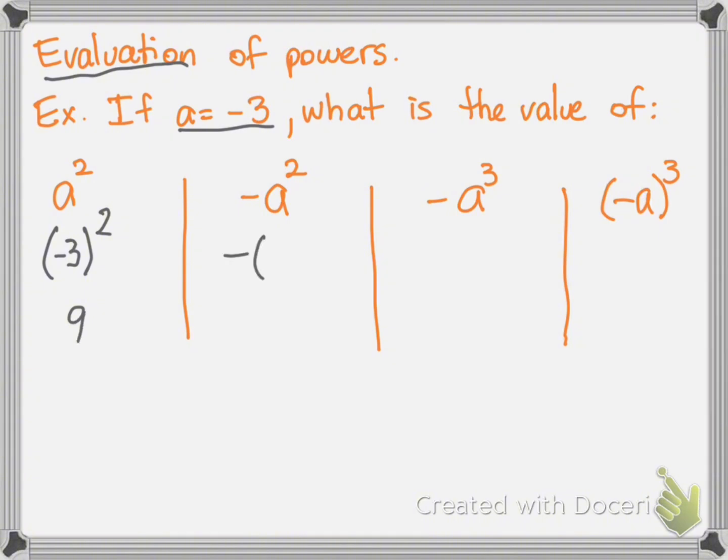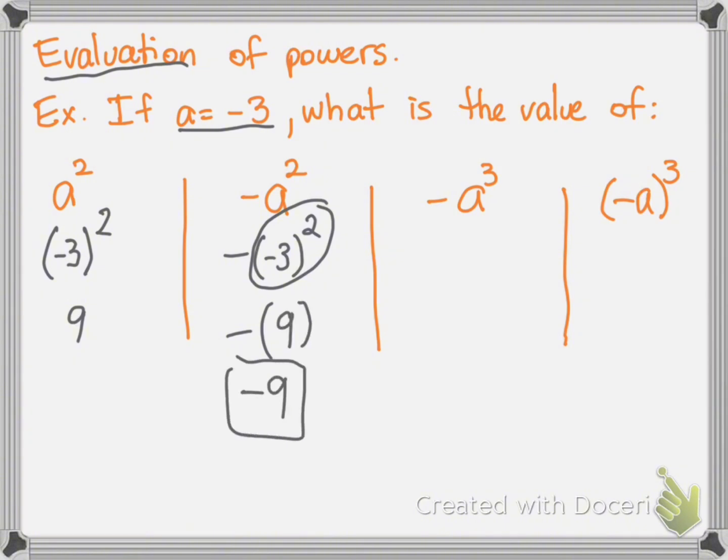In this case, I do the same, and I put the negative in front and then the negative 3 inside of the parentheses. Remember, order of operations tells me to do this first, so I keep the negative, and then I have here negative 3 times negative 3, which is 9. And negative 9 would be my answer.